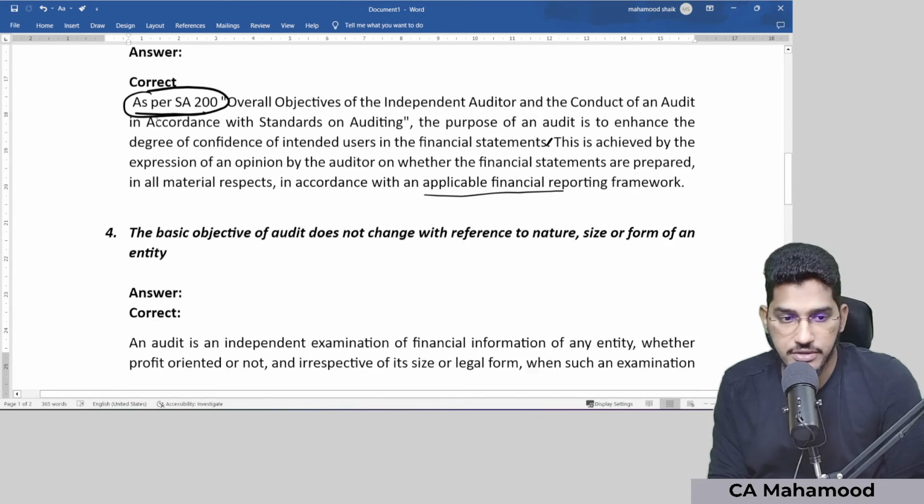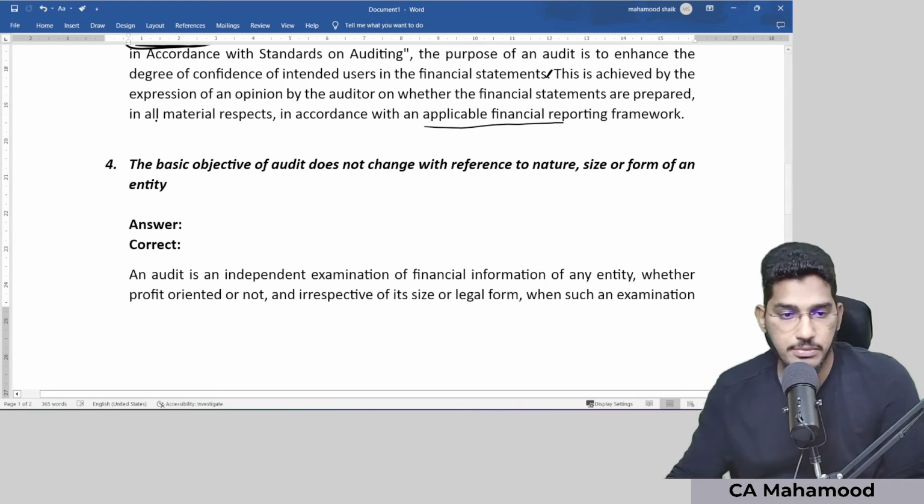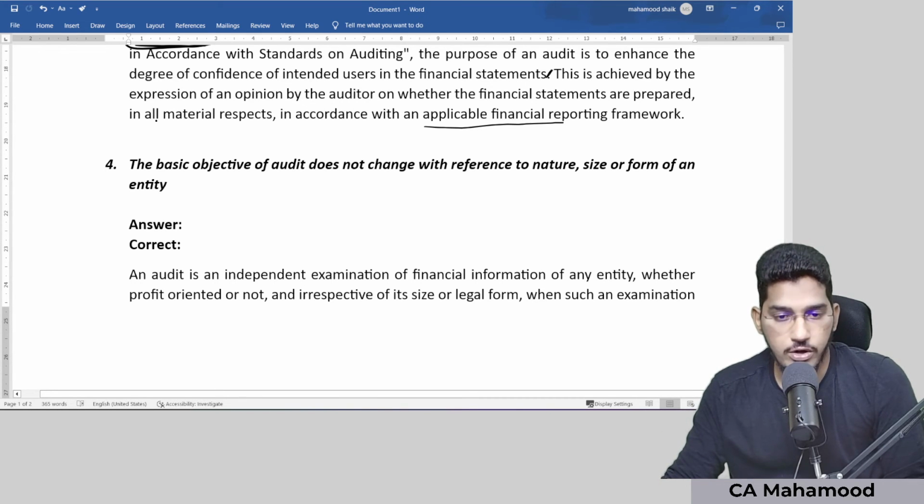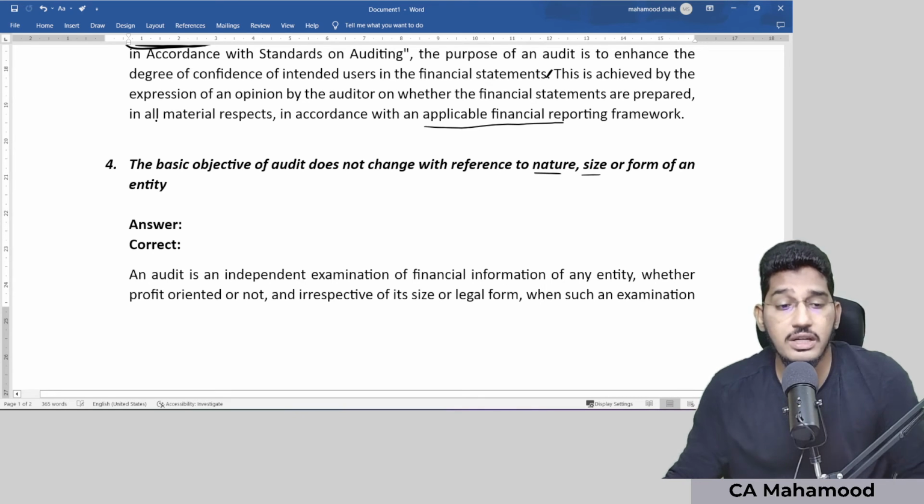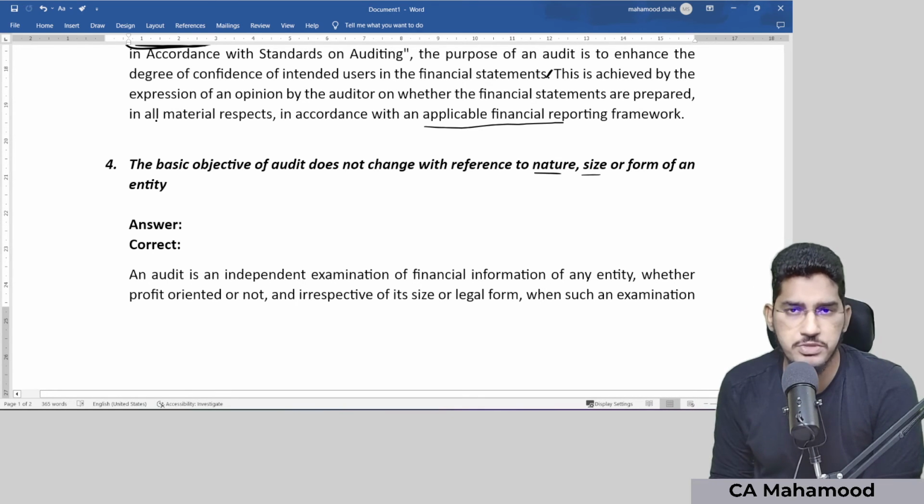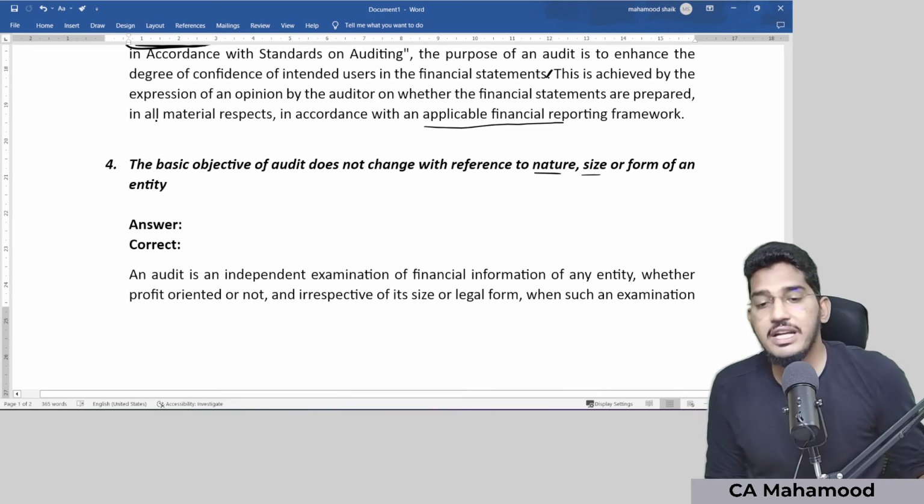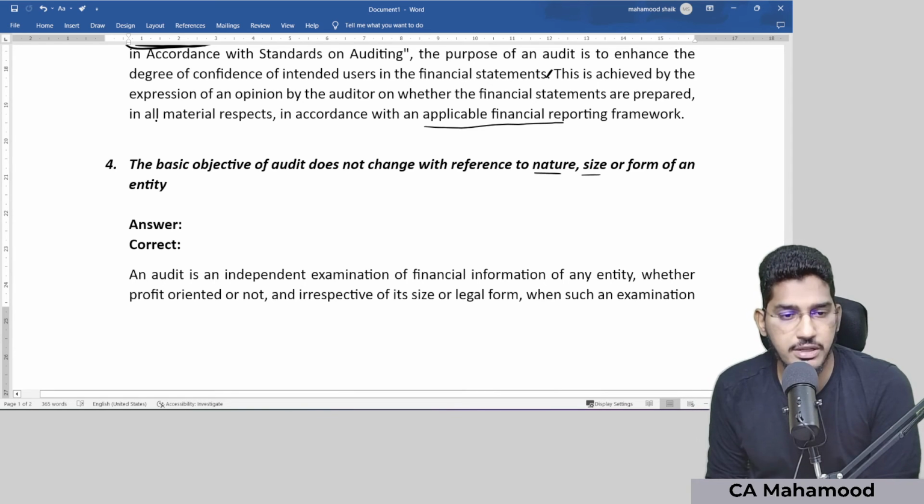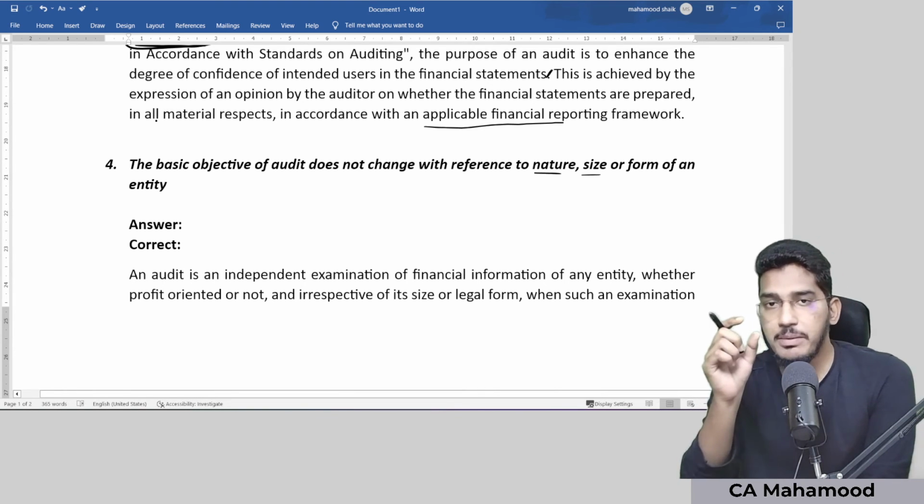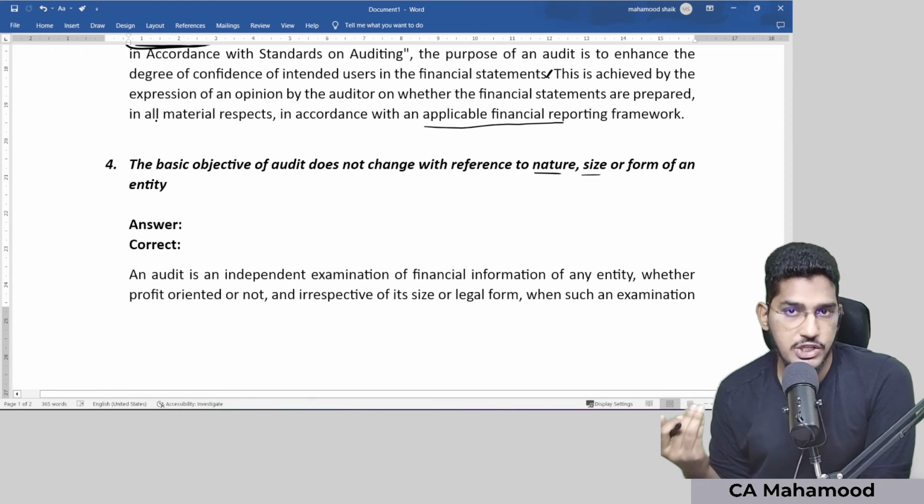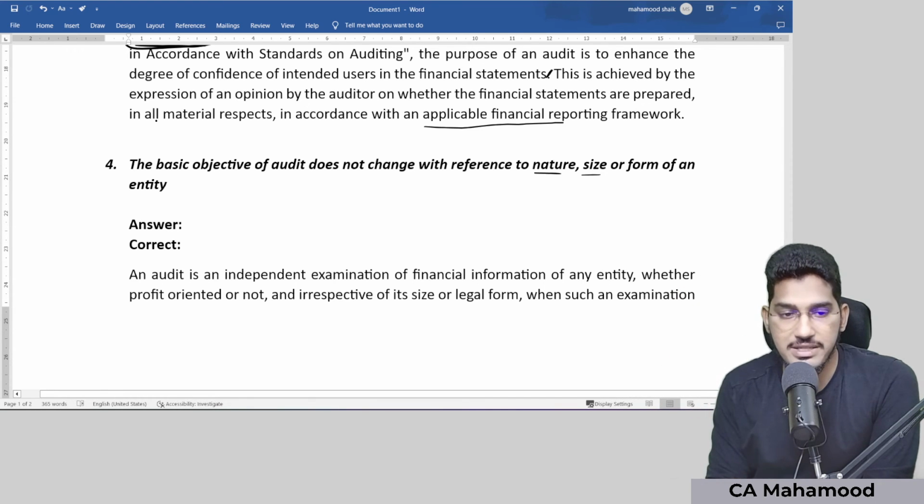One more example I have here for the purpose of a correct statement. The basic objective of audit does not change with reference to nature, size or legal form of an entity. That means the scope of objective is not going to change because of nature, size or form of an entity. Yes, the given statement is true. If you see here, this statement has been extracted from the definition of audit. So what is the correct way of presentation?